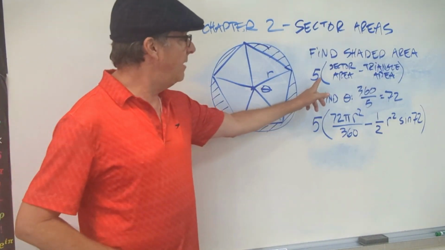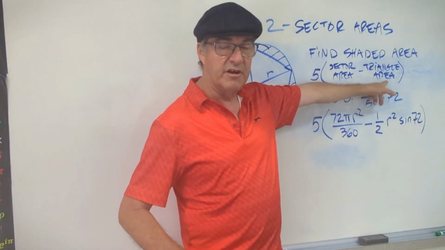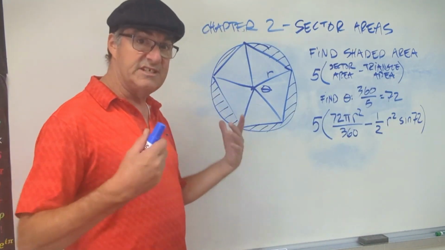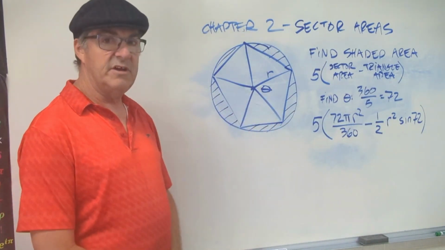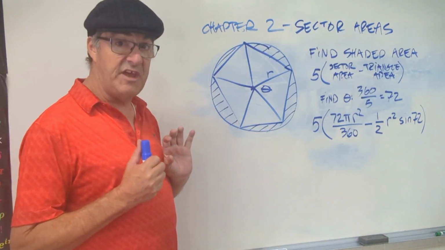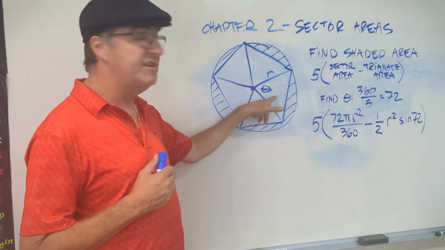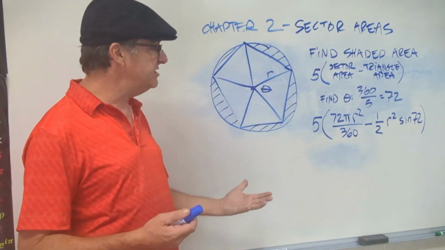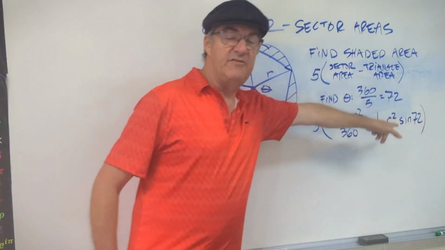So here we go. The shaded area is going to be 5 times the sector area minus the triangle area. So now all I got to do is do the same calc I did before. However, I need theta. This time, I could just put theta in there, but we can figure out theta right now because we know that we have 5 angles. They're all the same. We have a total of 360. So theta is going to be 360 over 5, which is 72.